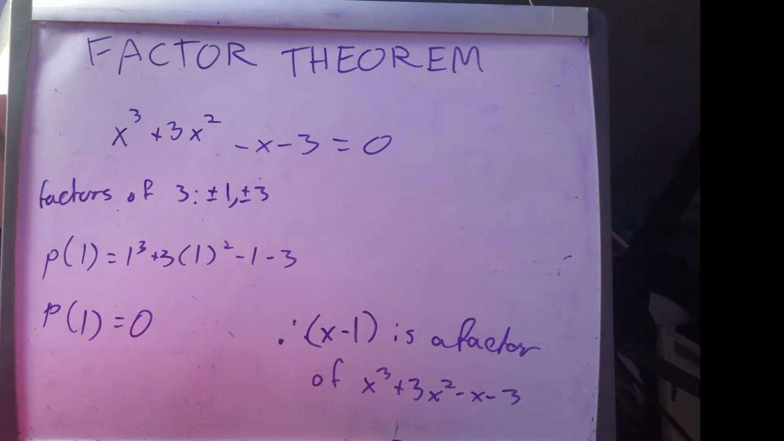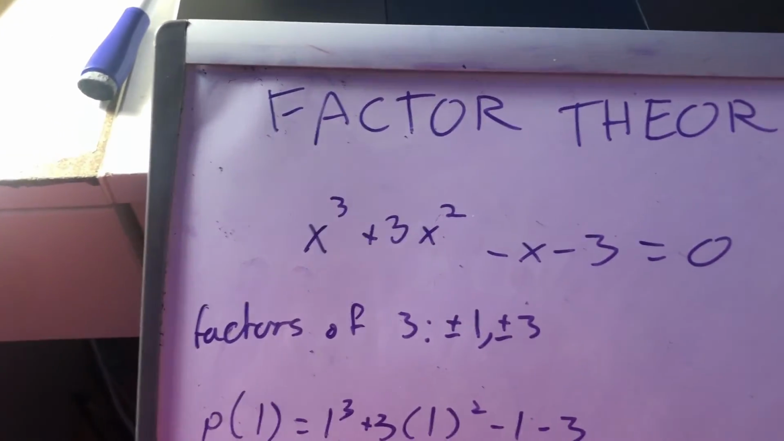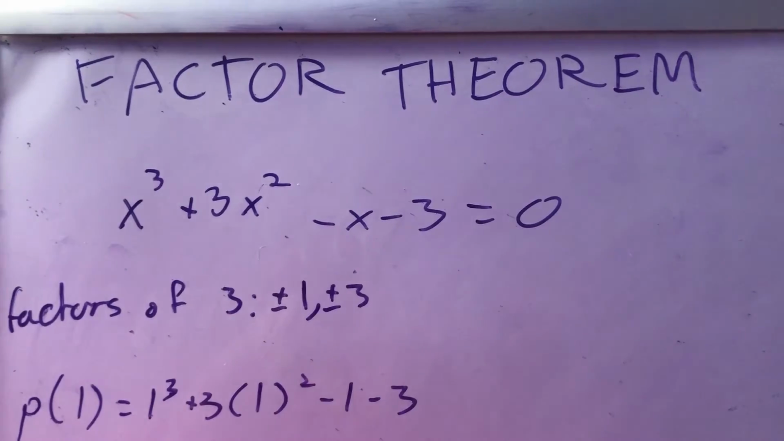For polynomials with a leading coefficient equal to 1, sometimes factoring by grouping does not work. Another method of finding the factors of the polynomial can be done by substituting values in the form b or b over a into the equation. In this example, this polynomial has a leading coefficient of 1 and a constant term. So we know that we can use the factor theorem.